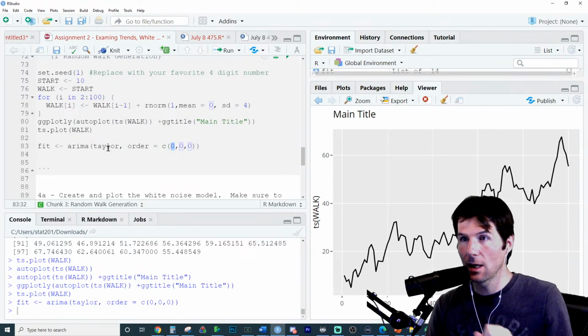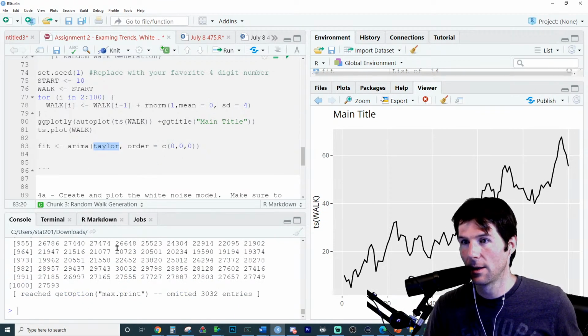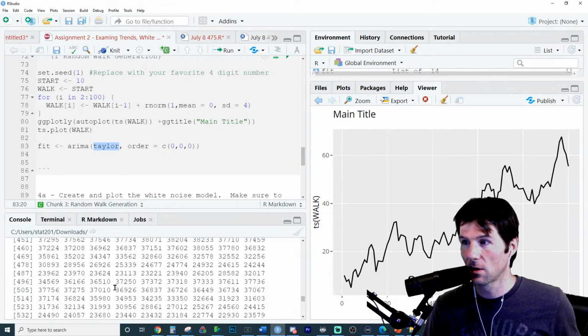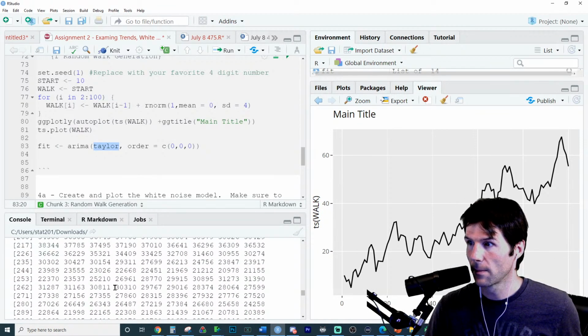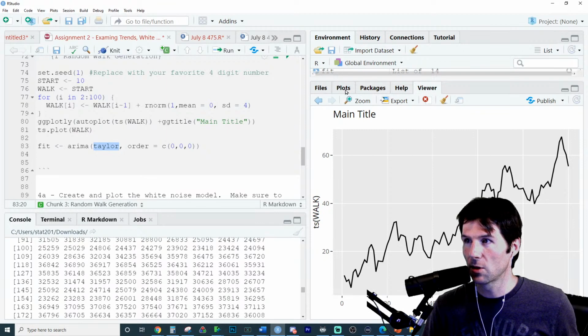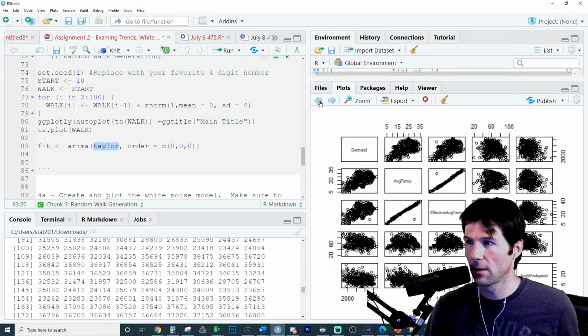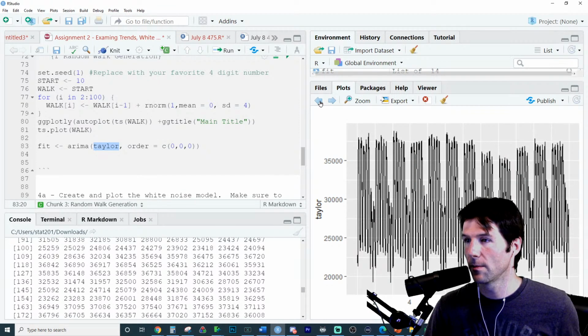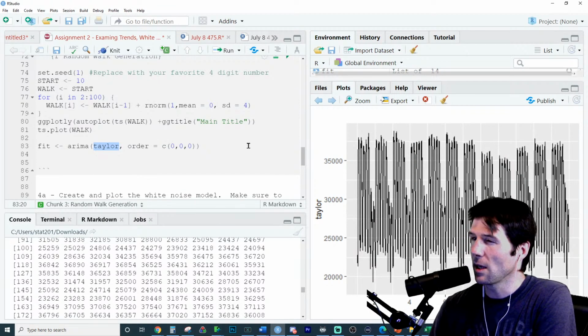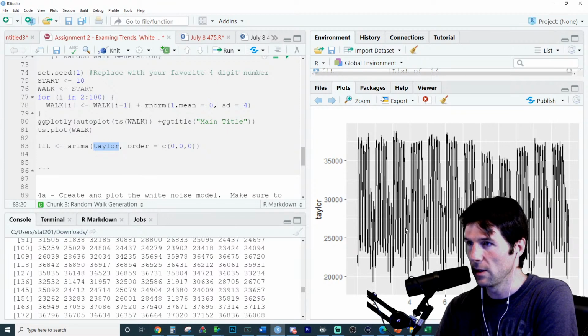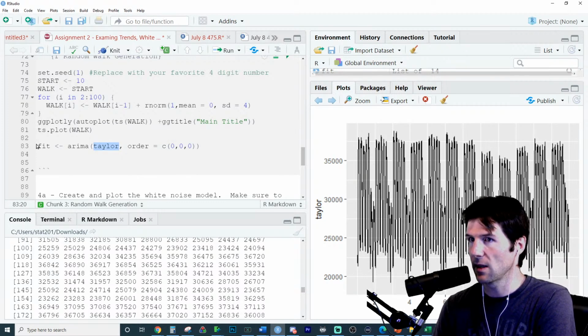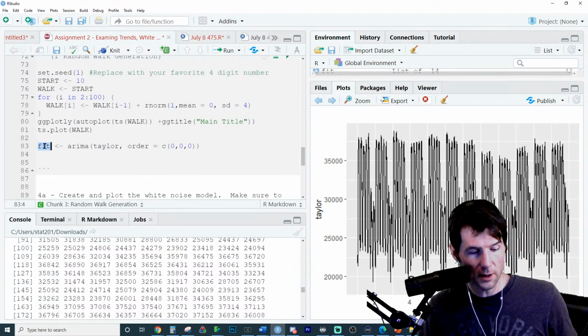Now, I want you to think about the Taylor series right here. I want you to look at it, and I want you to look at these values. They're big values. Remember how we were looking at the Taylor series a moment ago, and the Taylor series looked something like this right here. I'm going to guess that the fit for the Taylor series is about 28,000 for the mean of the process. And let's go look at the fit.